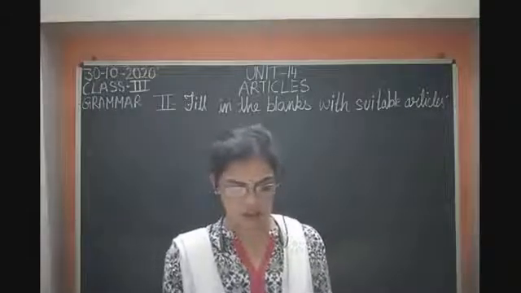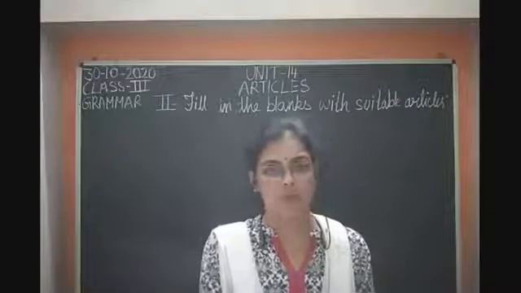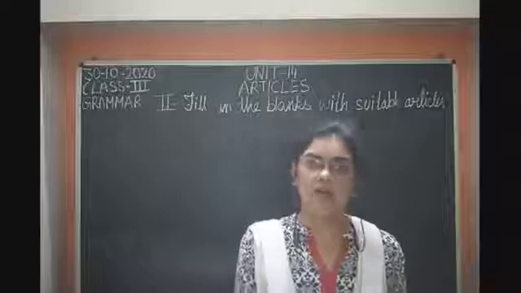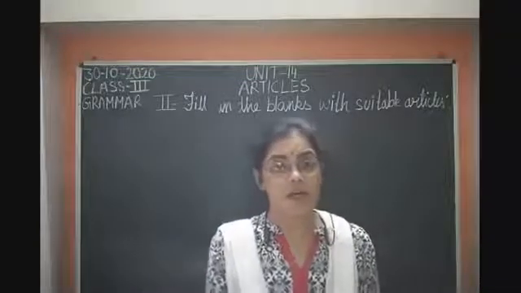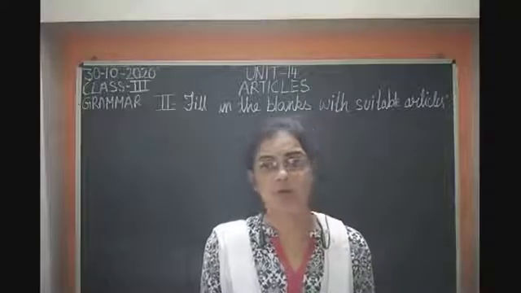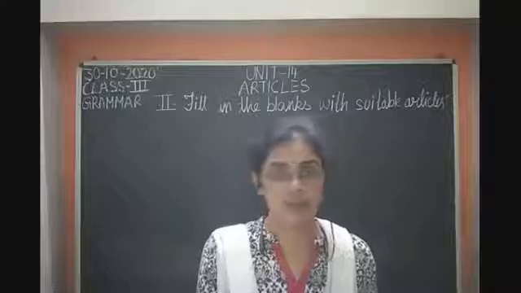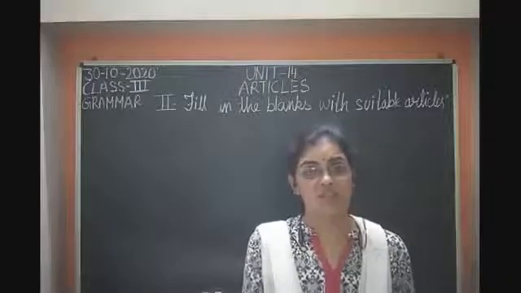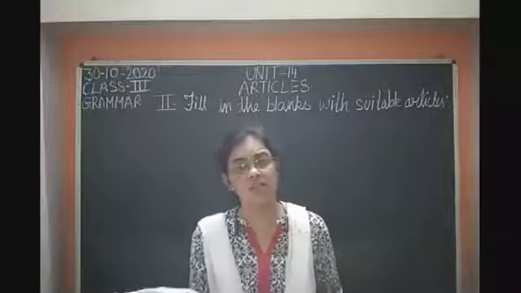Then the sixth one. The milk in the glass is warm. Both the blanks, the will come. The first blank, the T of The will be capital, The milk, because milk is uncountable. We do not use the indefinite article A or AN before uncountable things. And here we are talking about some specific milk which is in a particular glass. So the milk in the glass is warm.